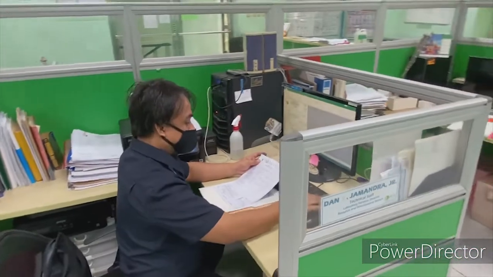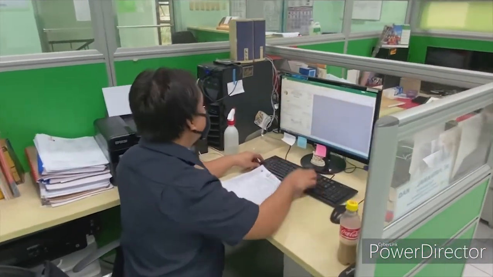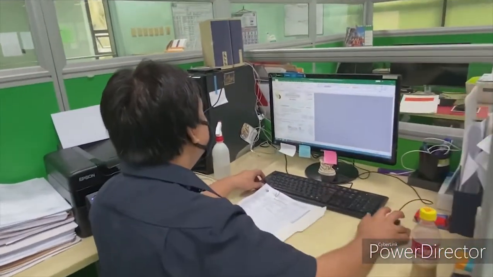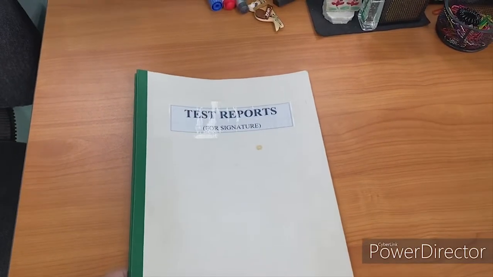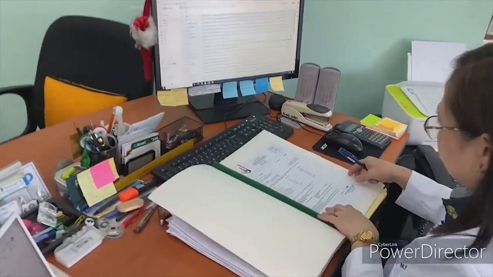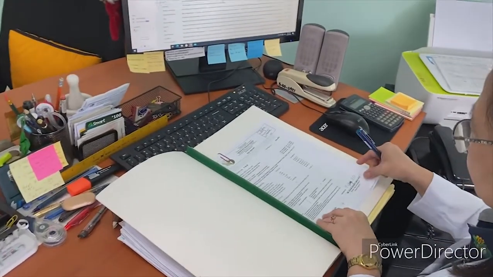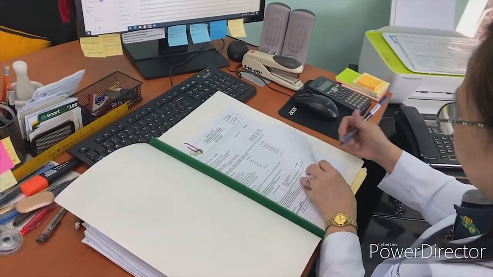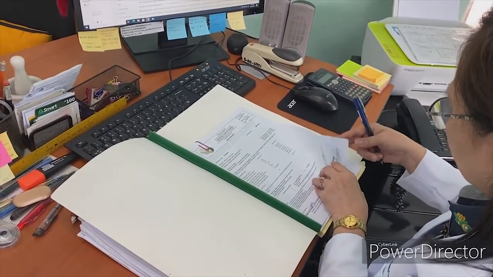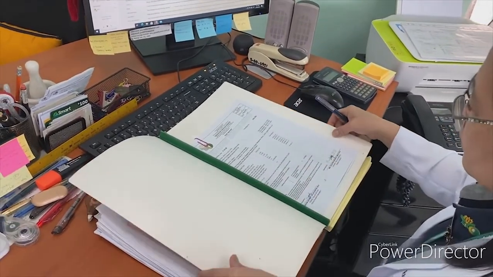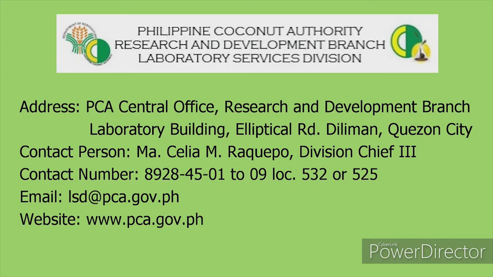Upon completion of the analysis, results are written on the test request and the test report is prepared by the LSD staff and signed by the laboratory manager. Afterward, the customer is notified of the availability of the test report. Customers may claim the hard copy of the reports at the second floor of the laboratory building in the PCA Central Office. That's it for the process flow of plant and fertilizer samples.